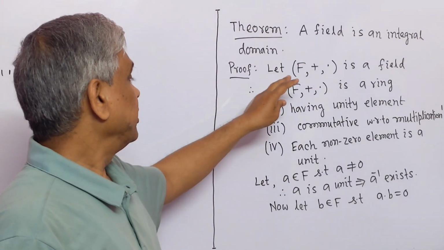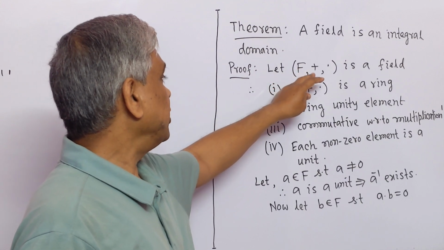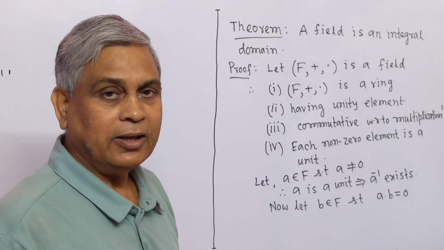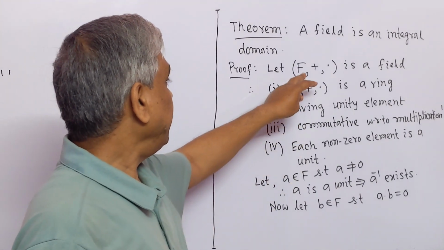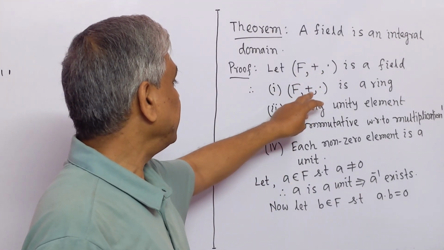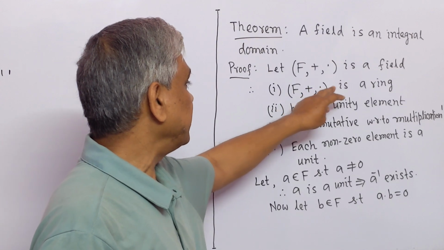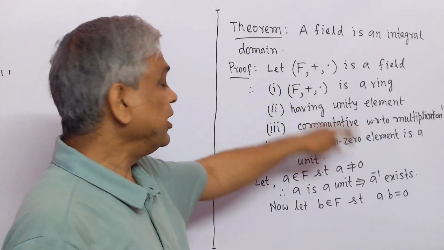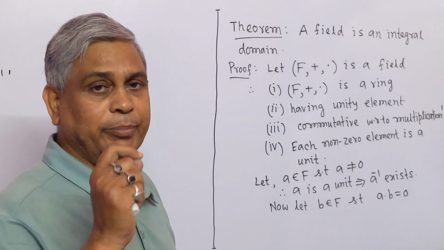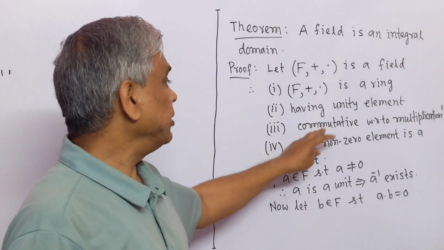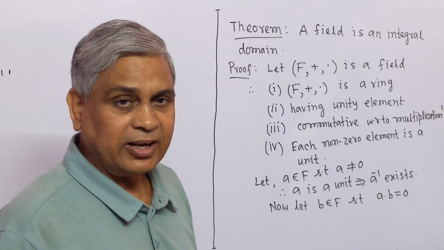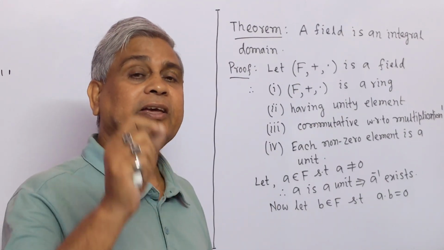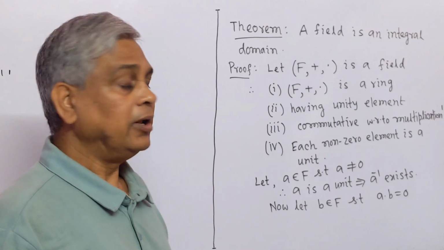Proof. Let F with binary composition, addition and multiplication be a field. Therefore, number 1, F with binary composition, addition and multiplication is a ring. Number 2, having unity element. Number 3, commutative with respect to multiplication. Number 4, each non-zero element is a unit.